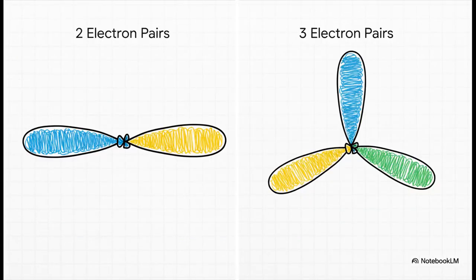Here's a fantastic way to picture this. Imagine each group of electrons around the central atom is a balloon, right? If you tie just 2 balloons together in the middle, where do they go? They point in opposite directions. What about 3? They'll make a flat triangle. It's that natural repulsion that creates these incredibly predictable geometric shapes.